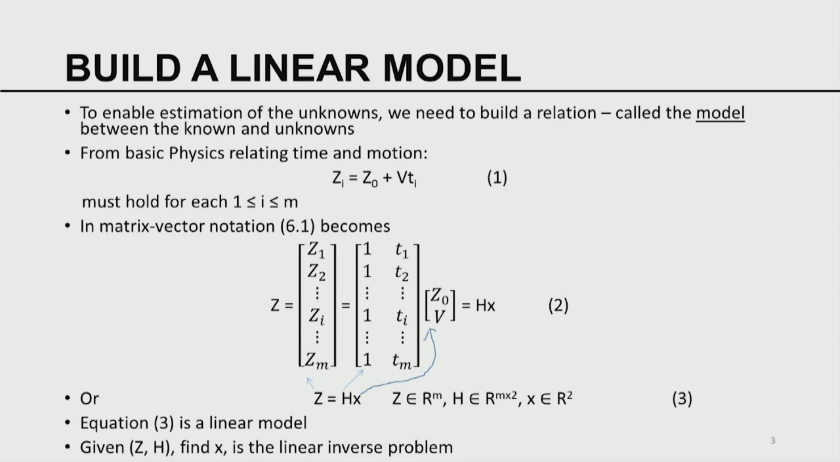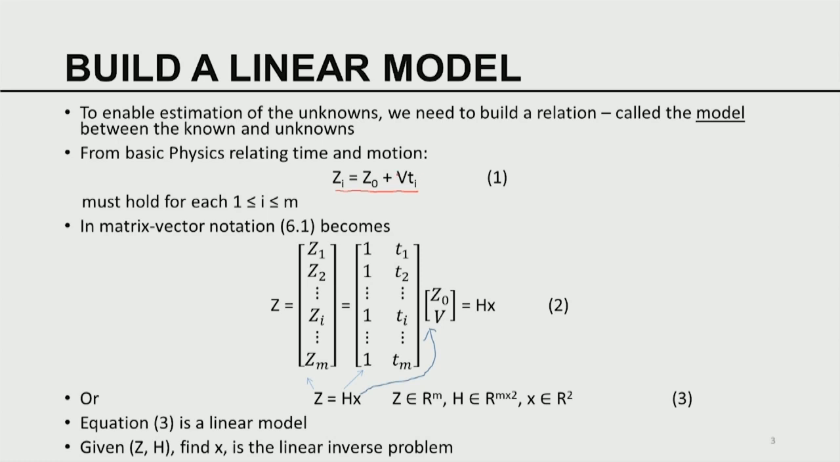In order to be able to formulate the inverse problem, I need a mathematical model. The mathematical model is one that relates the known to the unknowns. In this case, the unknowns are z naught and v. The knowns are zi and ti. The model is now based on simple basic physics. From basic physics, we know that if a particle started at position z naught and traveling with a constant velocity v, the position zi that it would be at time ti is given by this simple relation from basic fundamental physics. So, this relation relates the unknown z naught and v to the known zi and ti.